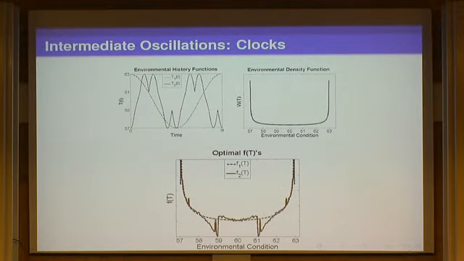By the way, these particular cyanobacteria do have clocks as well. I'll show you that in a second. So just a little word about these intermediate oscillations and what I mean by clock.